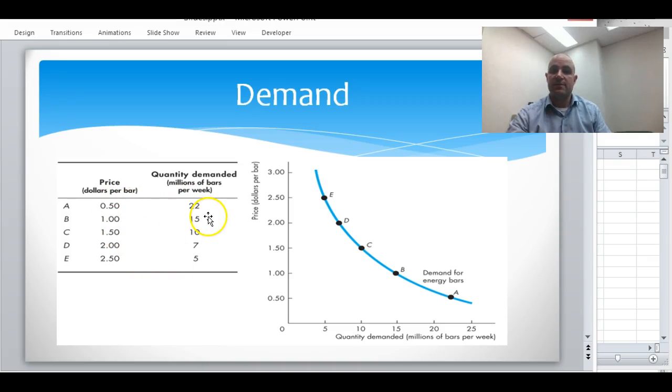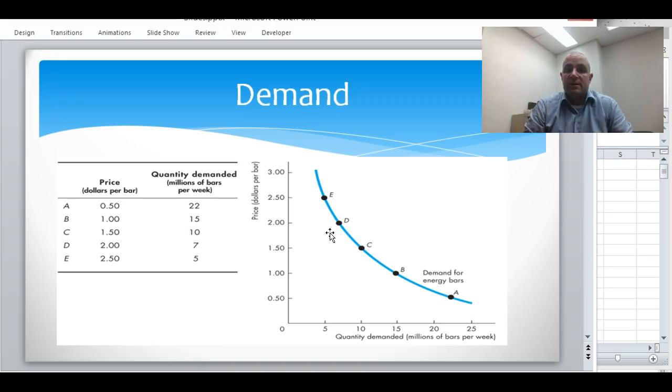So at 50 cents, there are 22 units demanded. At $1, there are 15. At $1.50, there's 10. At $2, there's 7. At $2.50, there's 5. So when you plot these points, so we have A, B, C, D, and E, and then draw a line there, that gives you your demand.